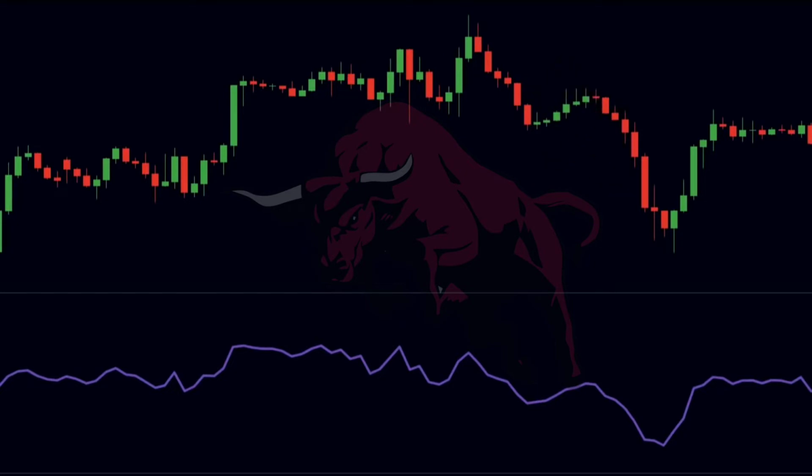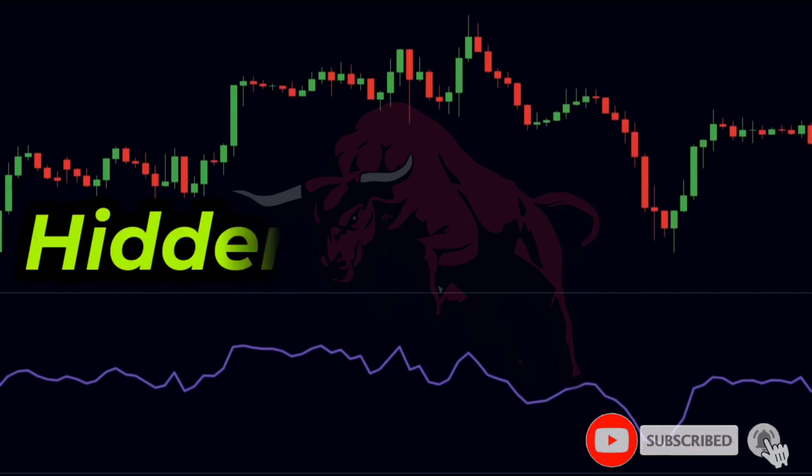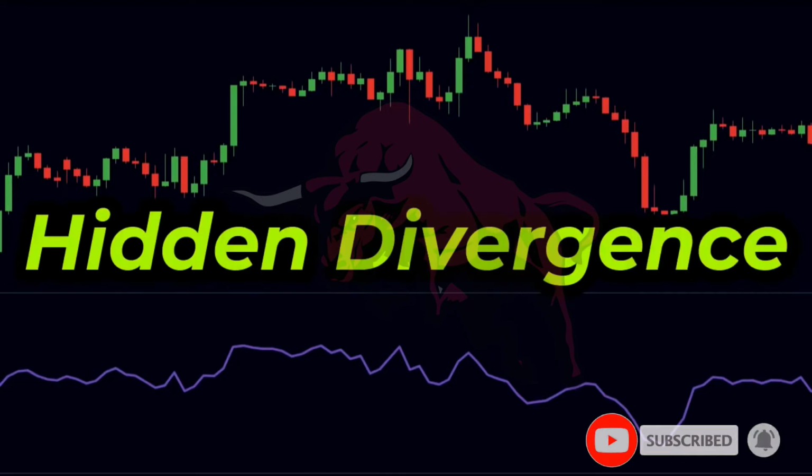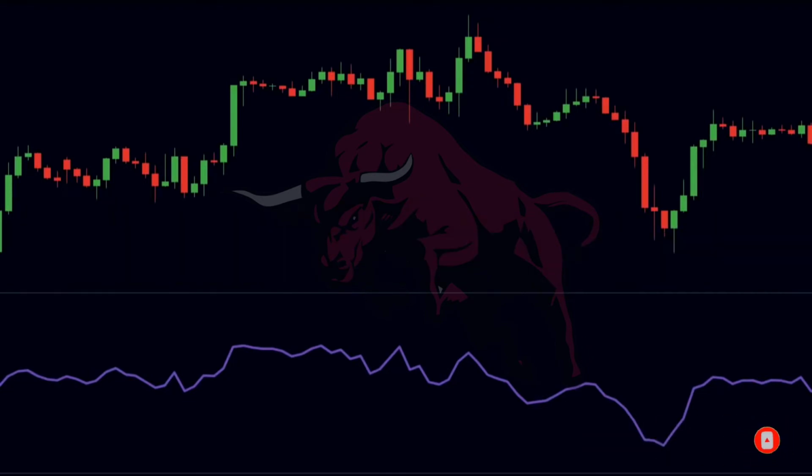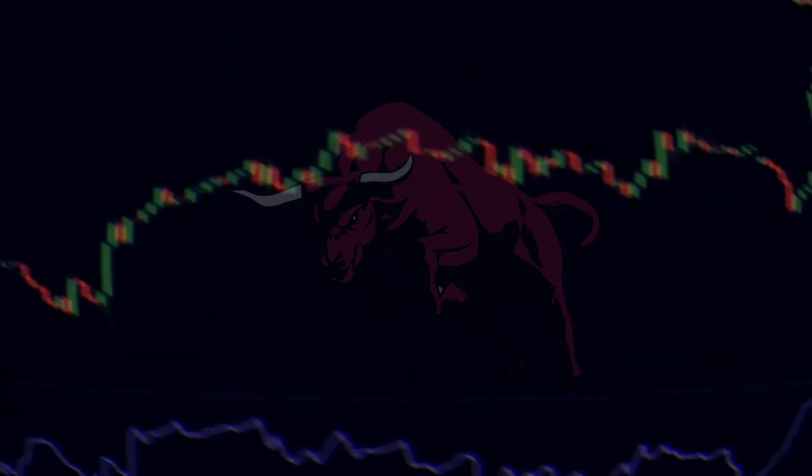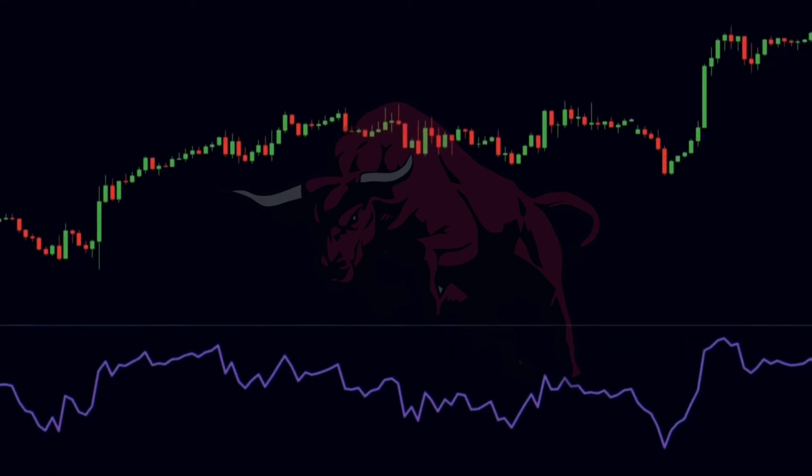Now, the regular divergence is a great way of spotting potential reversals. But what do we do when the price is trending? This is where hidden divergence comes into the picture. Hidden divergence can help us in identifying strong pullbacks in the price. Now let's understand the hidden divergence.